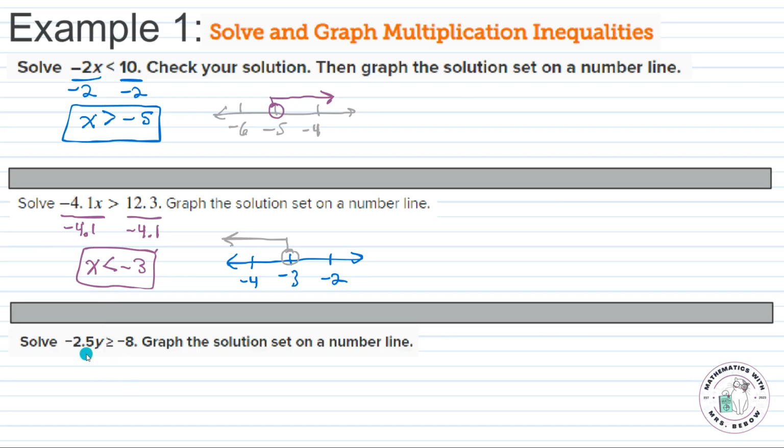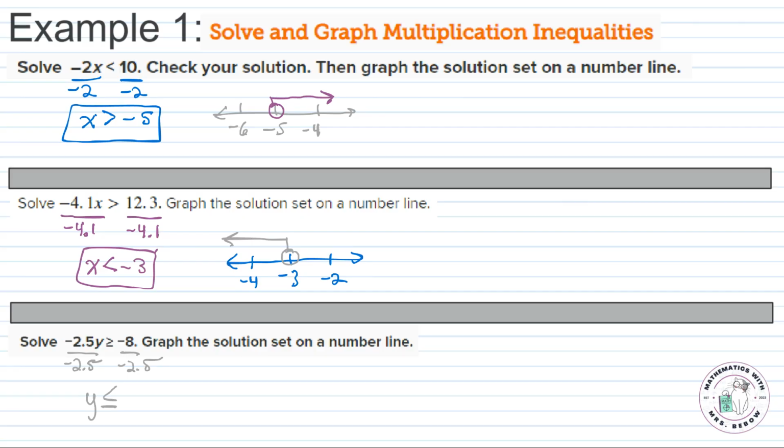All right, and then we have our last one here, -2.5y is greater than or equal to -8. So we're going to go through and use division to undo that multiplication that's happening to our variable. We're going to make sure we do that on both sides. So this -2.5 divided by -2.5 cancels out. We're left with y, but because I divided by a negative, I have to reverse my symbols. Now it's going to be less than or equal to, and then we're going to do 8 divided by 2.5.